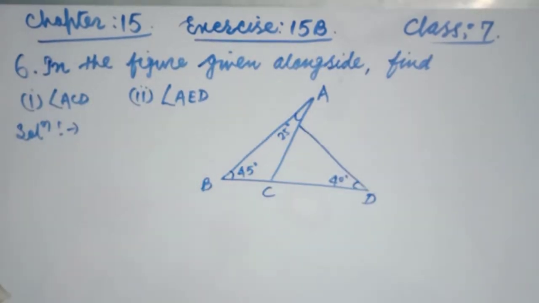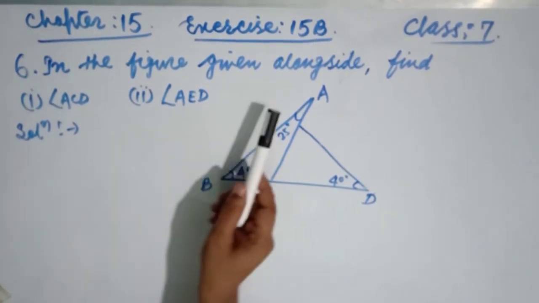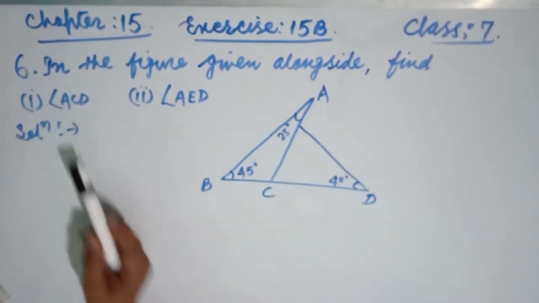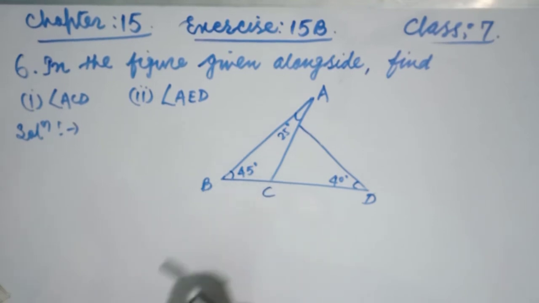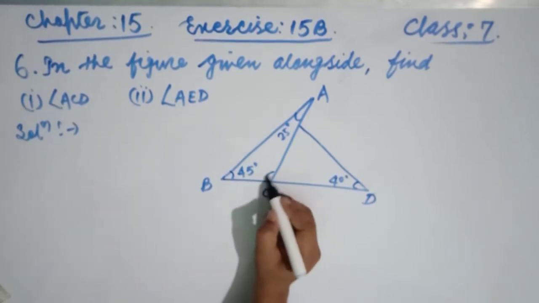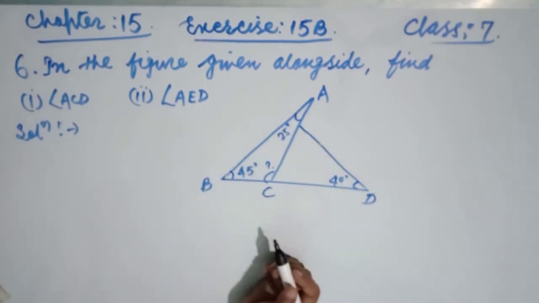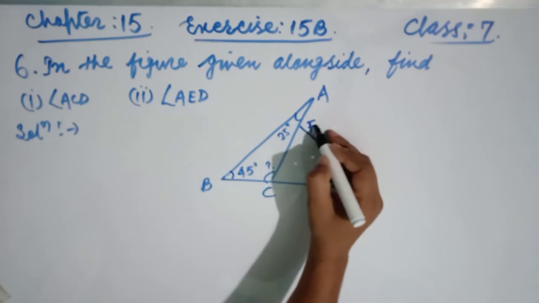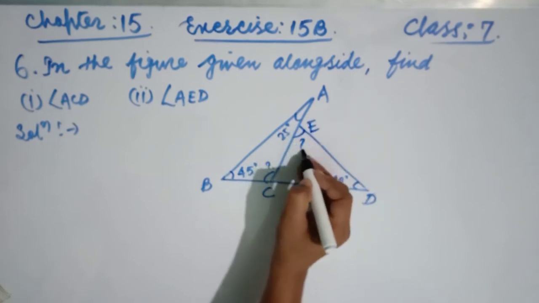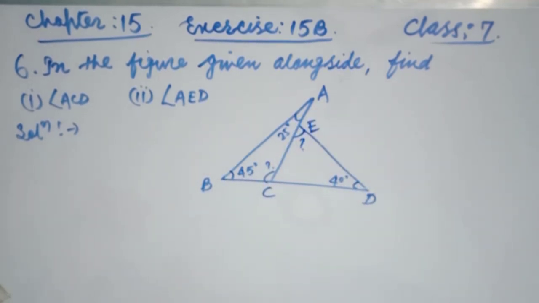Now see, friends, question number 6 says, in the figure given alongside, find angle ACD. This angle, friends, this angle we have to find. Okay, and second, angle AED, and this is E, friends. Here E, this angle. How can we find it, friends? Now see ACD. Very simple, friends.